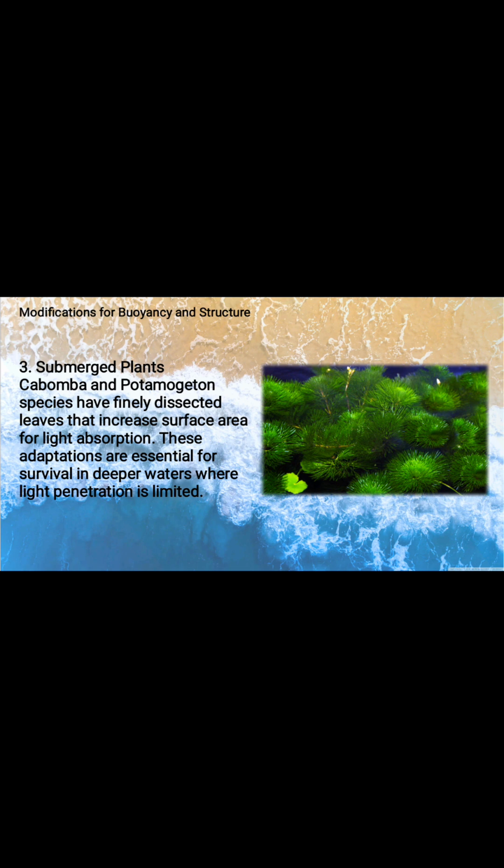On the other hand, submerged plants such as Cabomba and Potamogeton or pondweed have finely dissected leaves, increasing their surface area to capture as much light as possible in deeper waters. These plants are essential for maintaining oxygen levels and supporting aquatic life in submerged environments. To finish off, Nichelle will talk about how some aquatic plants have adapted to survive in challenging environments like saline waters.